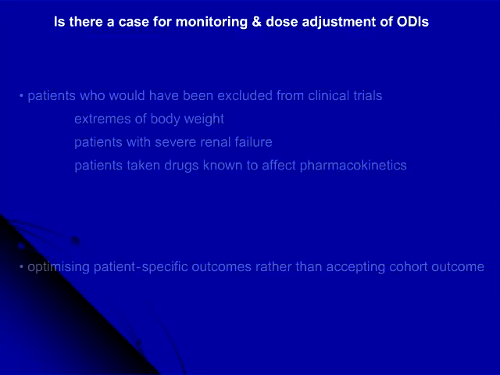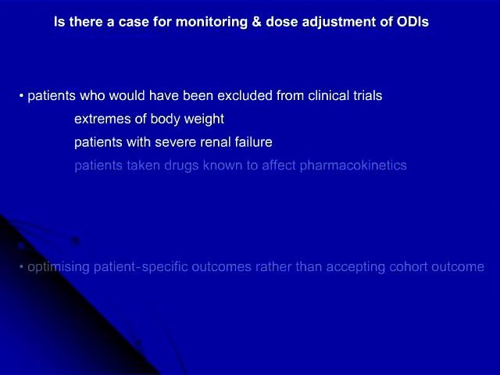Now, is there a case for monitoring as opposed to measurement in specific scenarios? And I apologise, this should read patients who would have been excluded from clinical trials. So, not unreasonably, one might think that those patients who were not included in the trials, and therefore for whom we cannot apply the trial data, may sit outside conventional practice, and in those patients some monitoring and dose adjustment might be required. So extremes of body weight, patients with severe renal failure, and I'm certainly using these drugs now in patients with severe renal failure.